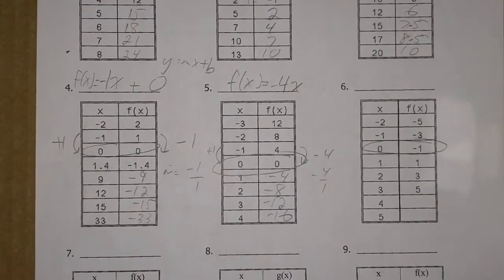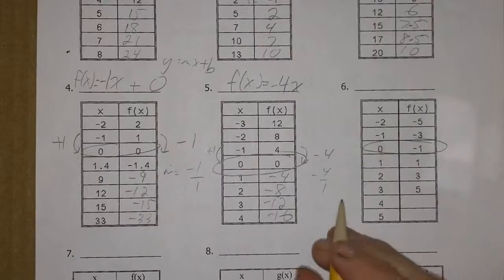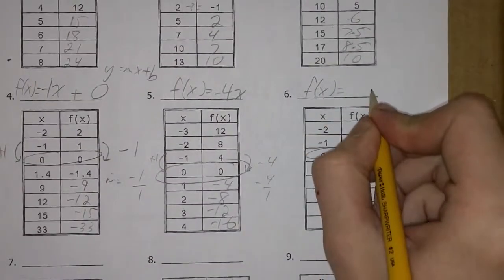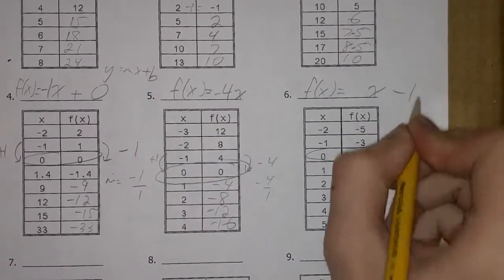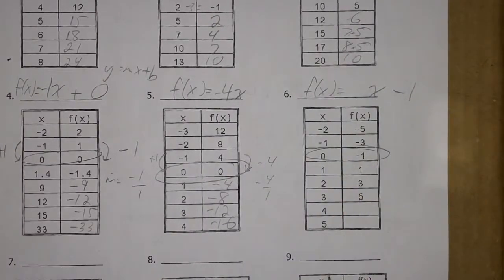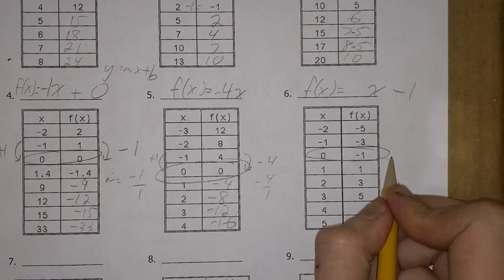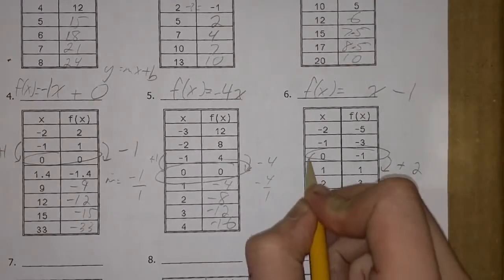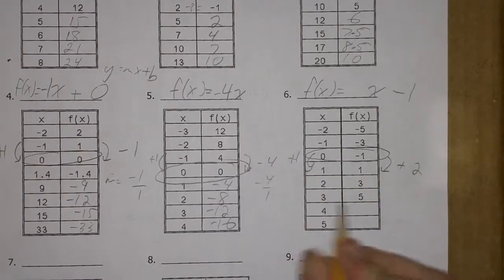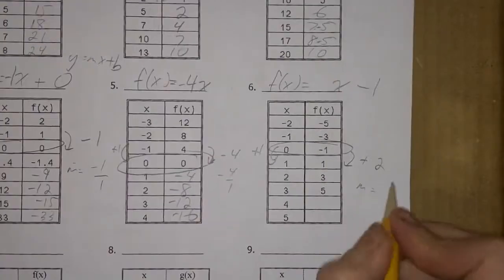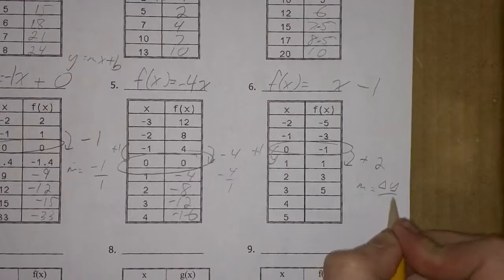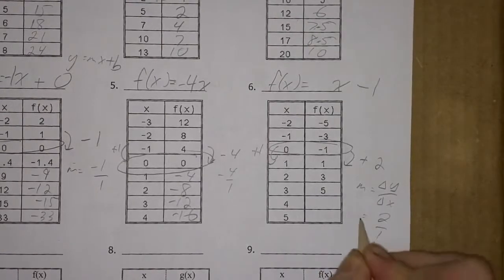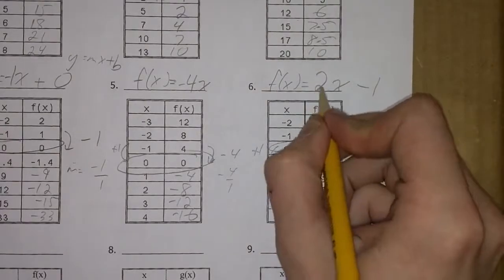Alright, number 6, we already have the y-intercept, so we know when it comes down to it that we're going to have f of x equals something x minus 1, because that right there, minus 1. So let's see how about the slope from here. Negative 1 to 1 is up by 2, up by 1 in the x's, so m is, it's always the change in y over the change in x, so 2 over 1. So our slope is 2, so we have 2x minus 1.